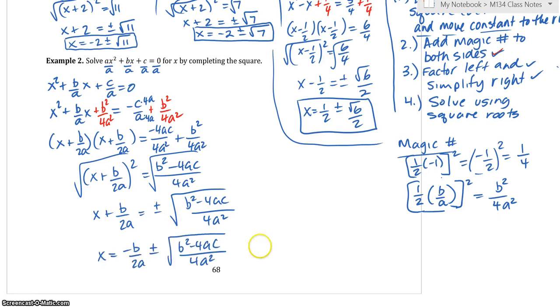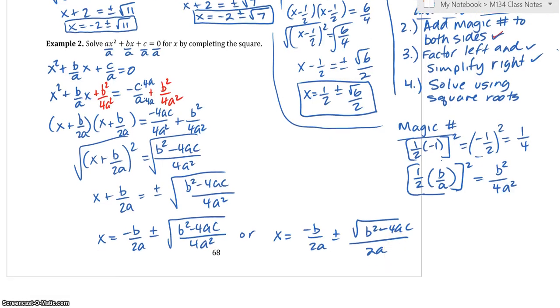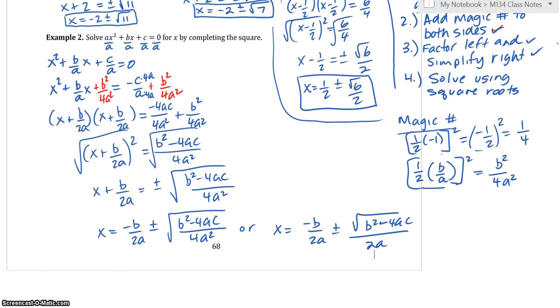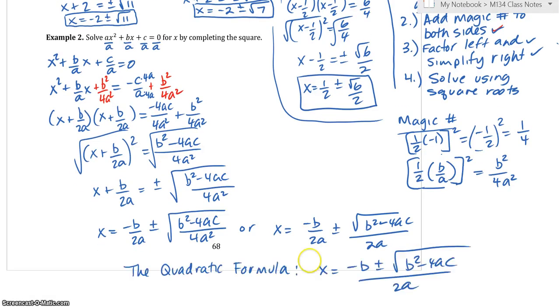We can simplify this formula a little bit because we almost are there. We have the numerator, you cannot simplify, but the denominator, the square root of 4a squared, is just 2a. And that, by the way, is called the quadratic formula. And that is the answer. We're going to use this in the next video.